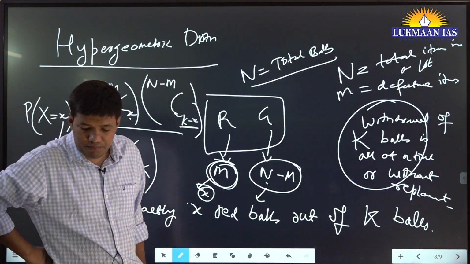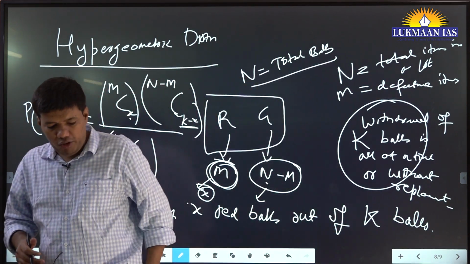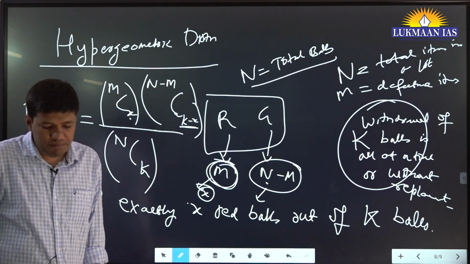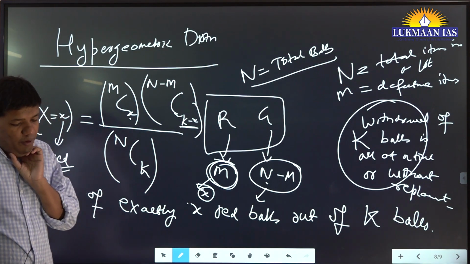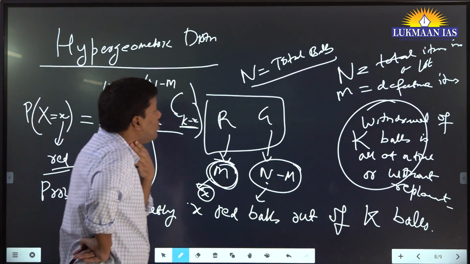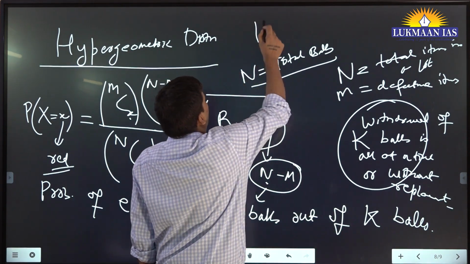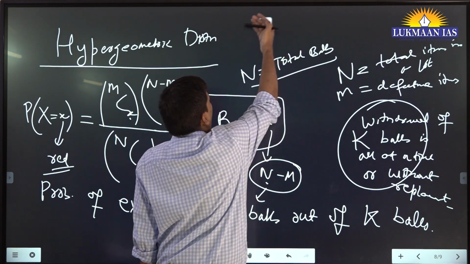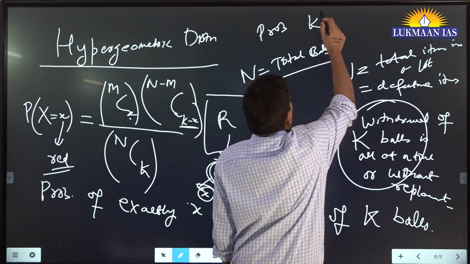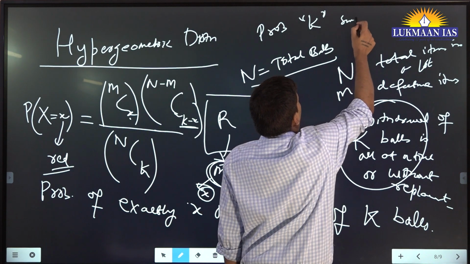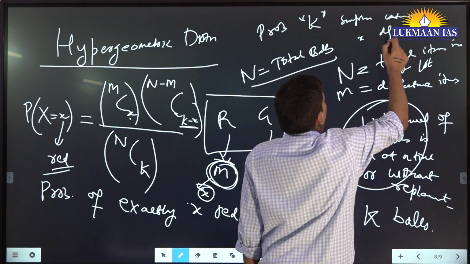So can we calculate the probability that a sample of size k contains x defective items? Calculate the probability that a sample of size k contains x defective items. Size k, so I will say probability of a k sample containing x defective items.